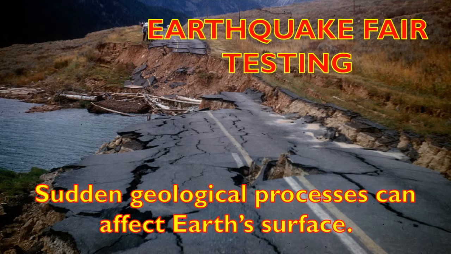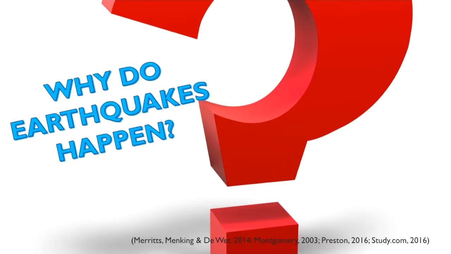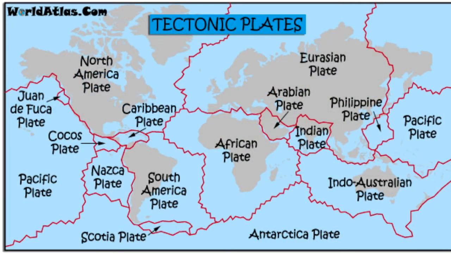Earthquake Fair Testing. We will be investigating earthquakes, which are sudden geological processes that affect Earth's surface. Why earthquakes happen. The Earth's outer layer has sections called tectonic plates. The plates move continuously, but opposing plate movement causes pressure on materials in the crust.